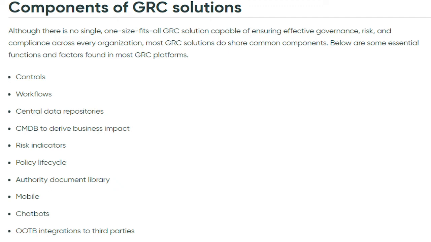That is the controls, workflow, central data repository, CMDB with business impact, risk indicator, policy life cycle. Risk indicator comes under risk management, and policy life cycle is policy management. So CMDB delivers business impact, authority document library, mobile chatbot, OOTB integration to third parties. We can also integrate the GRC module with third-party tools as well.